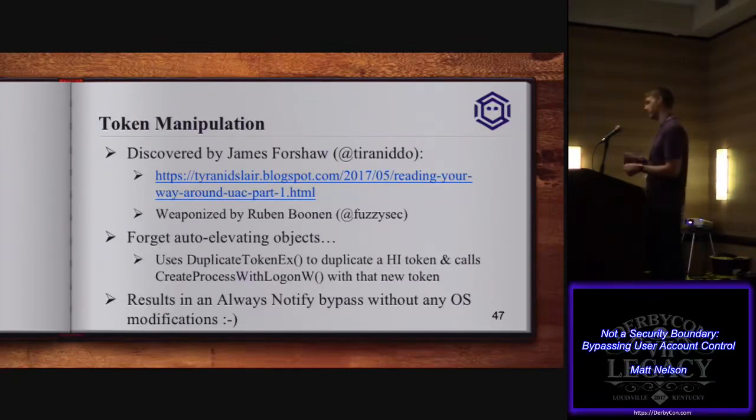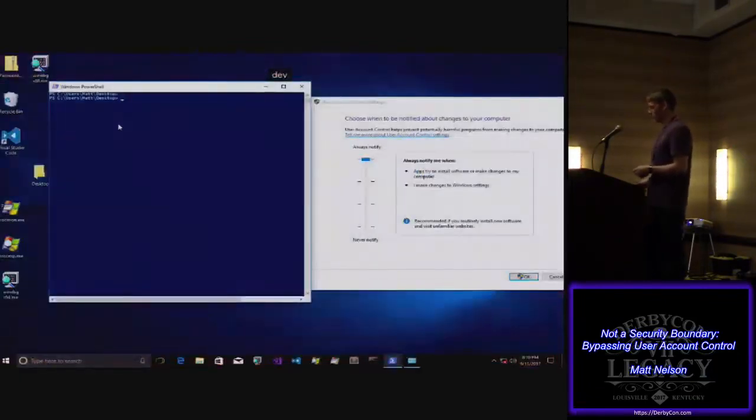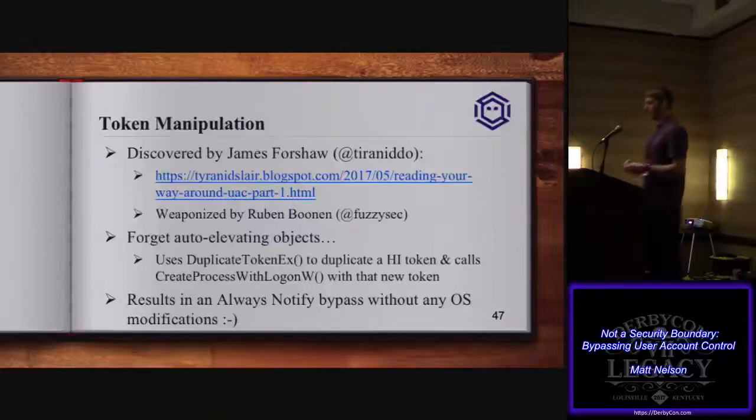So the way that this actually works, so it does get around always notify silently. There are like 1 or 2 always notify bypasses. One of them James put out for Windows 8.1 a few years ago. The other one was that disk cleanup one, and those are kind of really the only 2 that existed for a while. This completely gets around any version of UAC that's set.